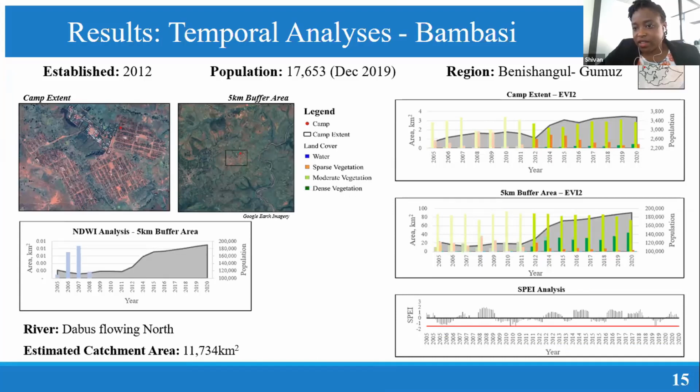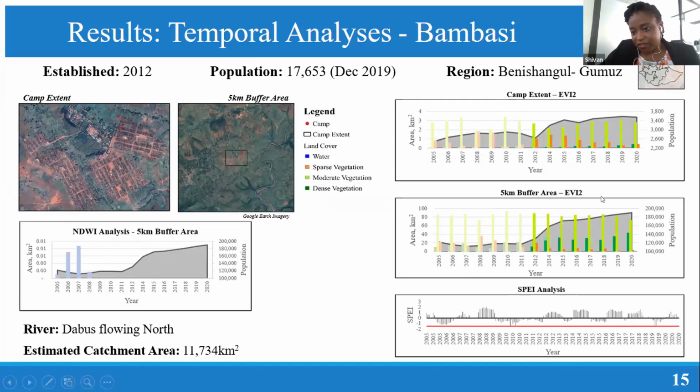And to better understand what was happening, we analyzed the areas that we developed from the classification. And we can see that from 2012 to 2015, in the camp extent, which is the first graph here for the EVI2, we see an increase in sparse vegetation and a decrease in moderate vegetation. And in this same period, 2012 to 2015, there were no prevailing severe droughts in this area. And this is the SPI analysis based on the 12-month time scale.